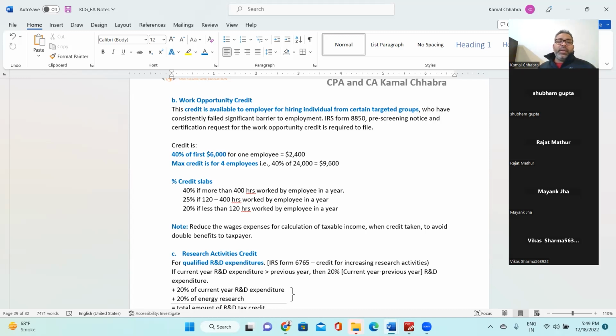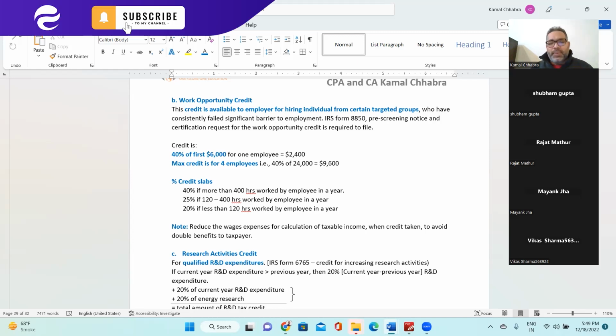40% if the employee works for more than 400 hours in a year, right? If an employee works in your organization for less than 400 hours but more than 120 hours, then 25% for that employee. And if the employee has worked for less than 120 hours in a year, then only 20% is allowed.